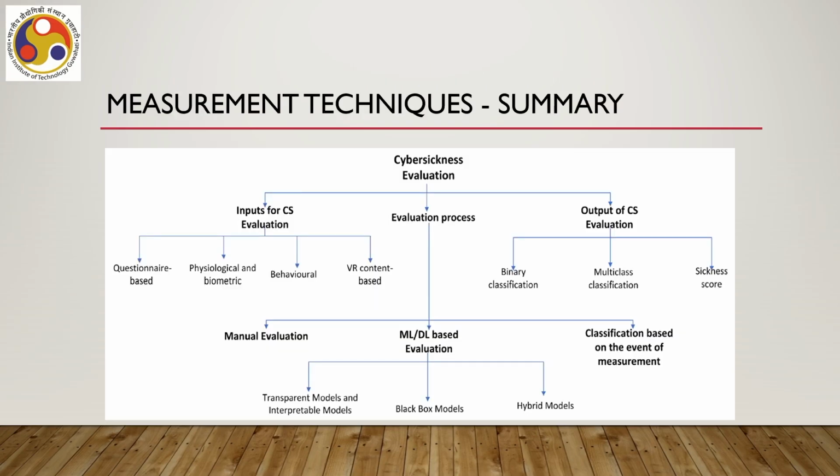So, we have covered the inputs part, inputs for CS measurement. There are 4 such categories of inputs: questionnaire based, which is subjective; physiological and biometric, which is objective; then behavioral and content based. Now, let us have a quick look at the evaluation process. What kind of techniques can we use to measure CS based on the input?